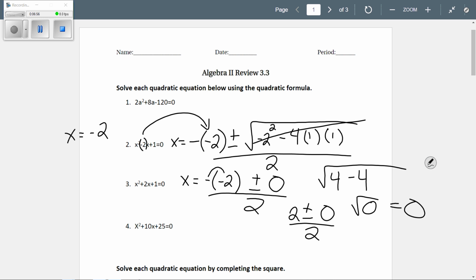Well, here I don't want you to overthink it. 2 plus 0 is 2. 2 minus 0 is 2. So this whole part can go away. 2 divided by 2 is 1.